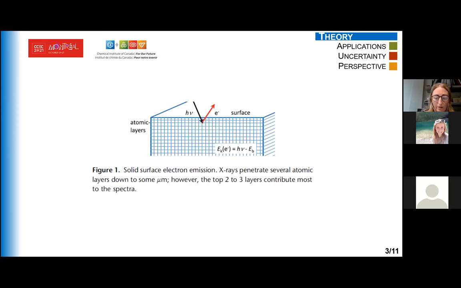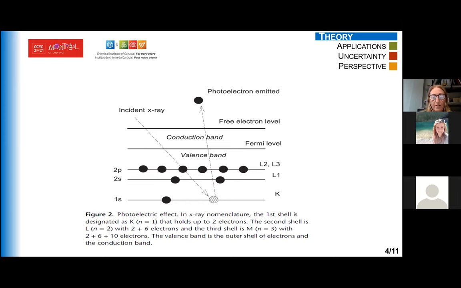Here we can see once more the photoelectric effect. So we have, of course, the possibility to emit photoelectrons that come from the core of our element. Usually we can have electrons that come from the 1s or 2s or 2p or 3d, depending, of course, on the core bands of our element. On the contrary, we don't have any kind of information about the valence band.